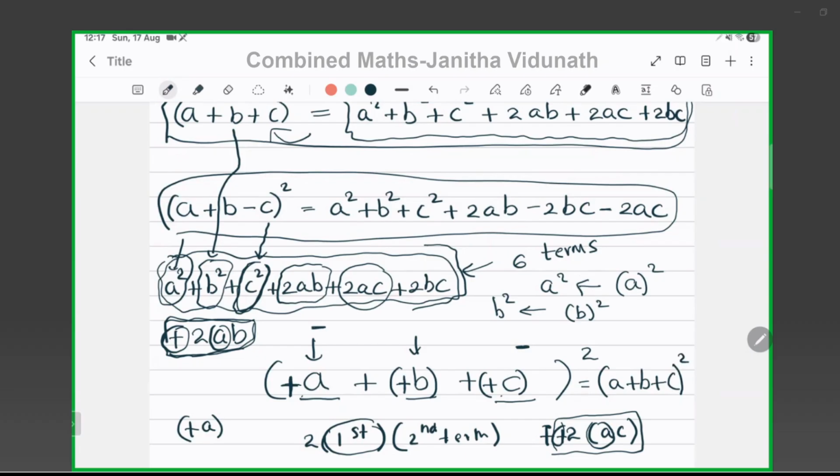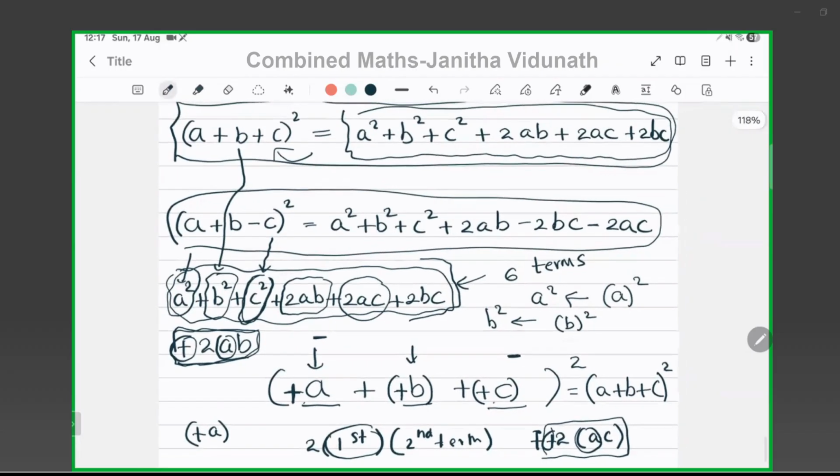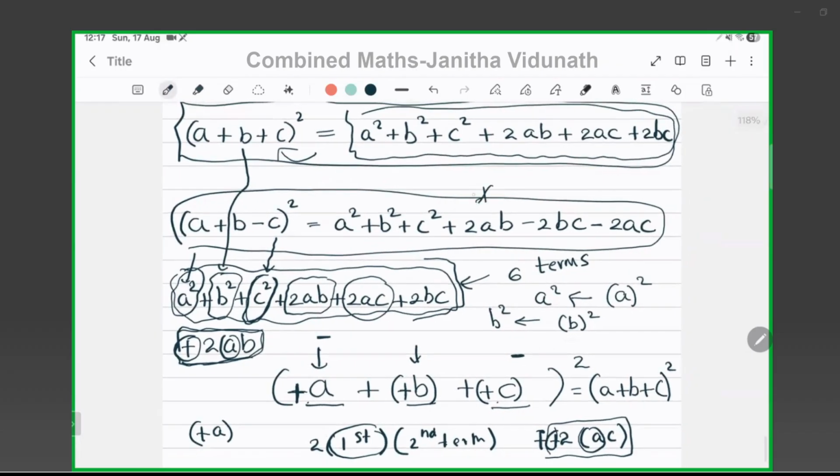Okay. I will give 1 minute to write down this and explain this. I think this is much more difficult to understand, this example. Okay. I will give 1 minute to write down this.